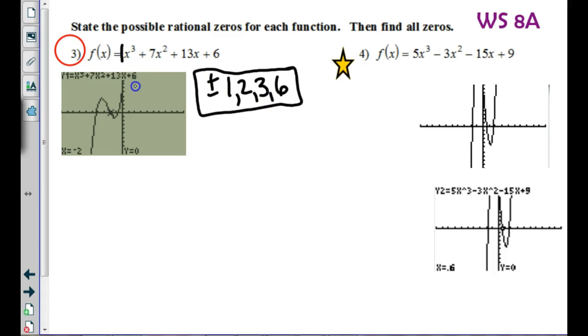Because the leading coefficient is just 1, right? So putting them over 1 isn't doing anything. All right, then I graphed it to save us time, and I found negative 2 was a zero. So help me. What do I do now that I know negative 2 is a zero?